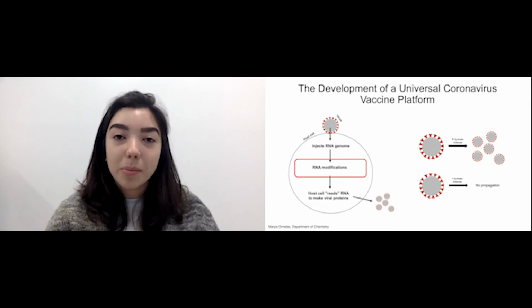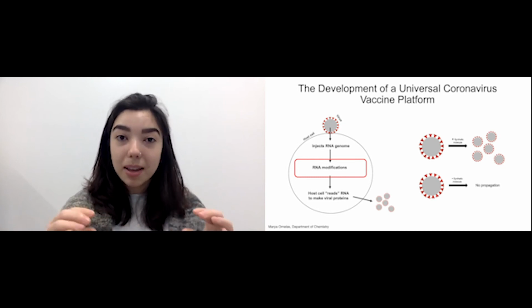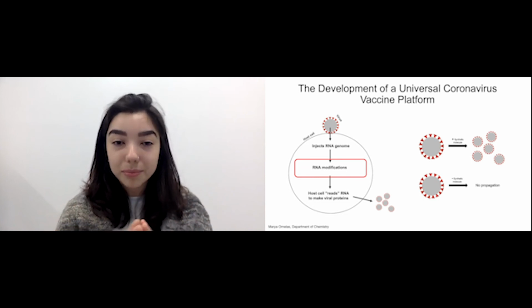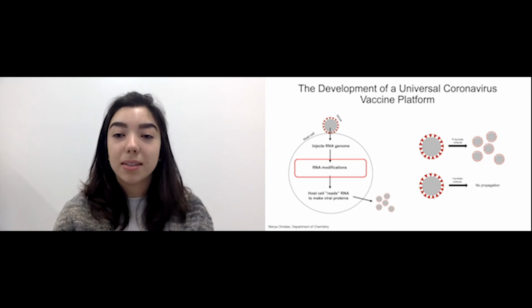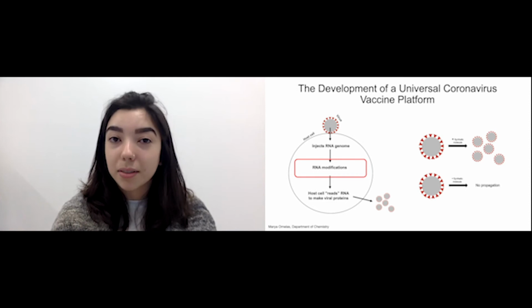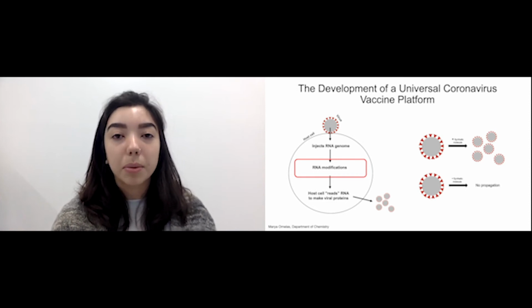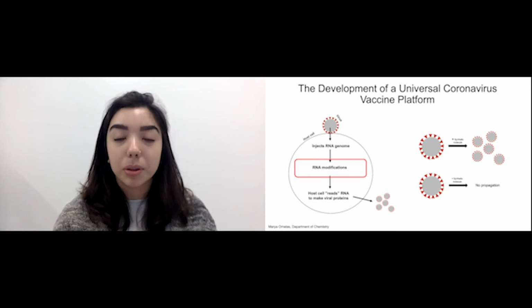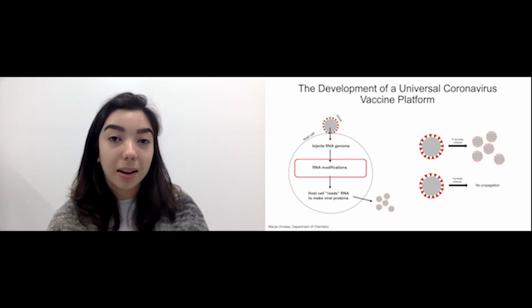We aim to make the second step in this pathway, the step of RNA modifications, dependent on an unnatural molecule. What this means is that, as you can see on the right side of the slide, in the presence of this unnatural molecule, the virus will be able to propagate as usual, but once it has used all of that molecule, it will no longer be able to propagate and it would die off.